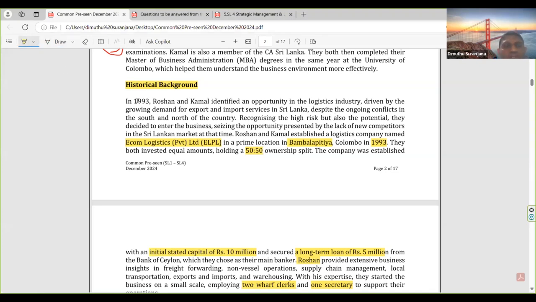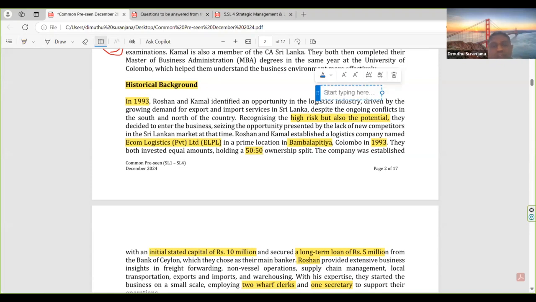Now, this is how the business was commenced. Right now, see this, despite the ongoing conflicts in the south and north of the country, recognizing the high risks but also the potential. So that indicates some information about their leadership. They are willing to take risks, right? So this is some of the information related to that.